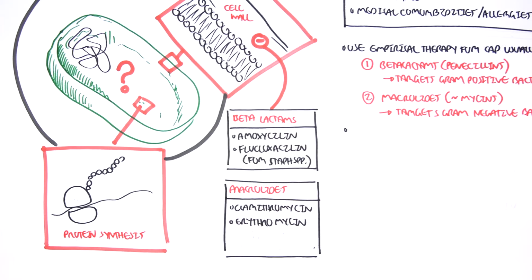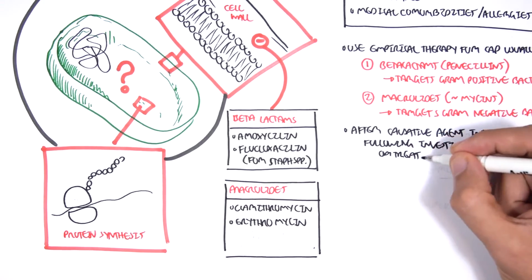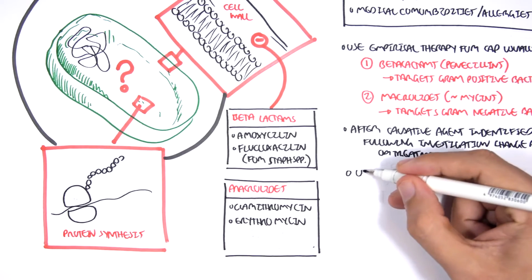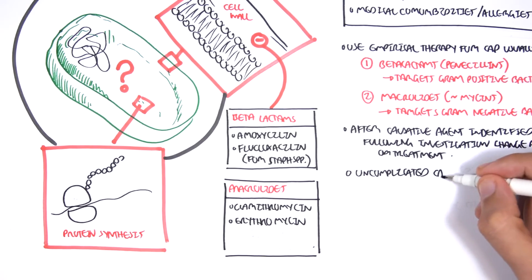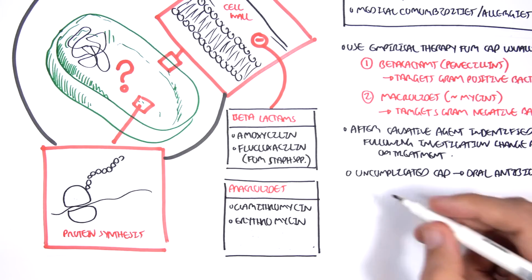After you use empirical therapy, the causative agent might be identified following investigation, such as your blood cultures, your x-rays or whatever. And so after you've identified the causative agent, and if it is a bacteria, and you know what type of bacteria it is, you have to change your antibiotic to one that will specifically target that bacteria. Hope that made sense.